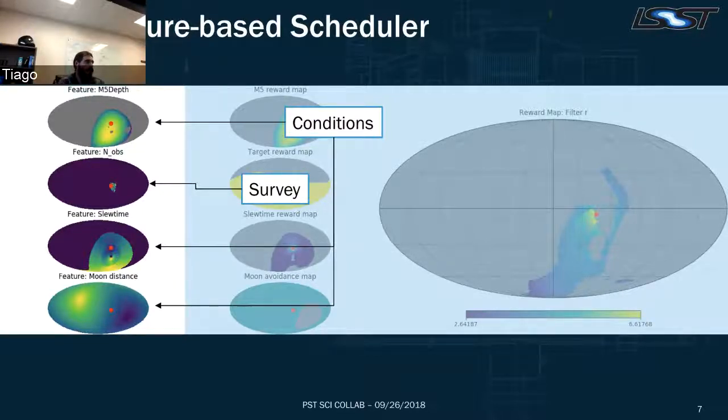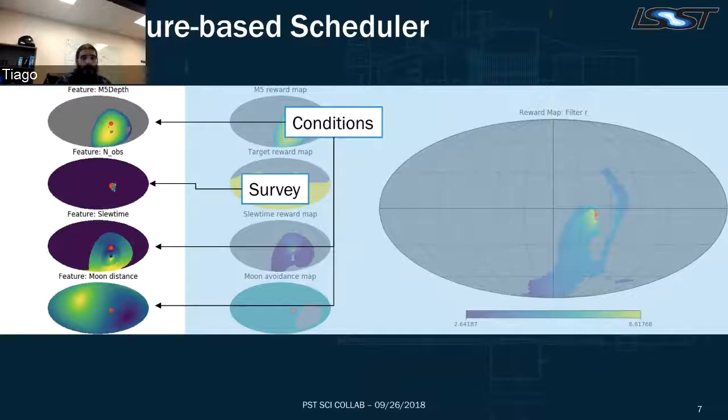from the current pointing. I'm showing here the M5, the slew time, and the Moon distance; they are conditions features. And the number of observations is a survey feature. So they're all features, but they have information about different things: one about the environment and another about the survey itself.